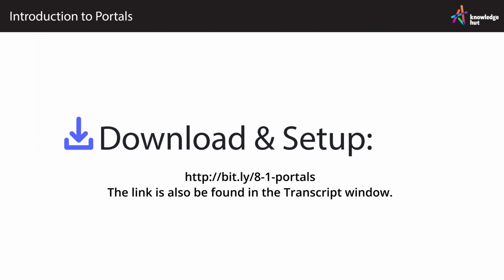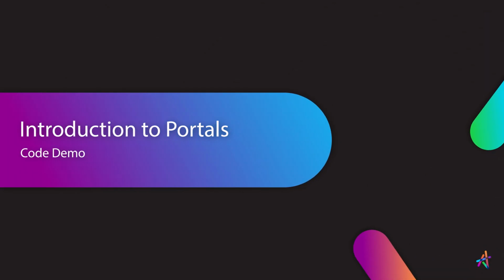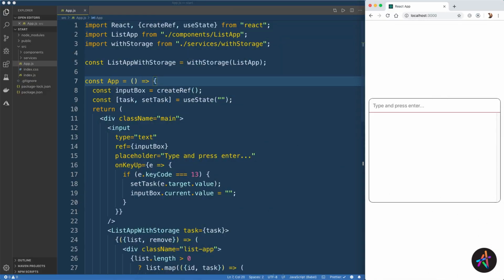Begin by downloading and setting up the project archive from the link given on the screen. We have our hot reloading server up and running. This app is a simple to-do list with data persistence using local storage. Whatever we store in the list persists until removed in a given browser. What we want to do now is add a visual unit at this position on the page that displays the number of tasks in our list.